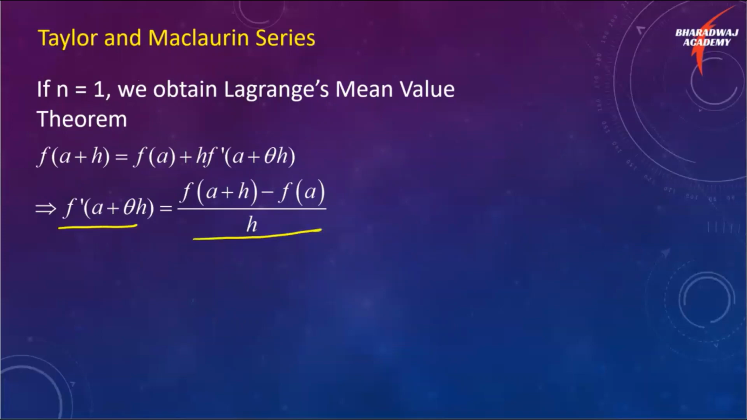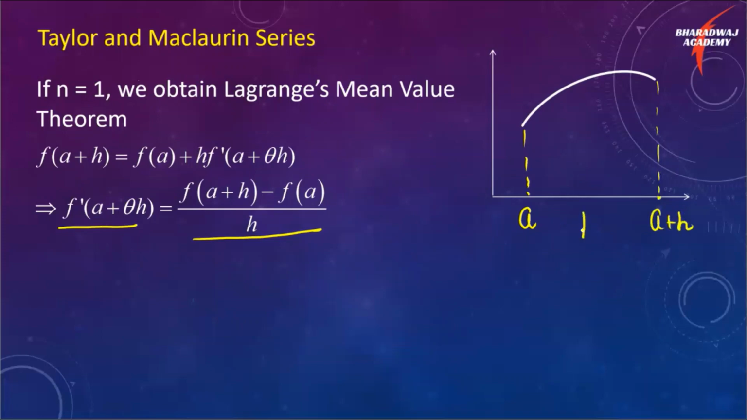So what does this mean graphically? Check out this graph. As I've already told you, a is here. Let us call this point a, the starting point, and let us call this a plus h, which means this length is h. Now, a plus theta h is a value in between on the curve, as I already have told you. Now, what about this number? It means that the differential of the curve f of x at this point is equal to the slope of the tangent at this point.